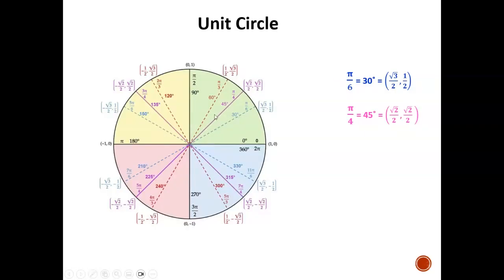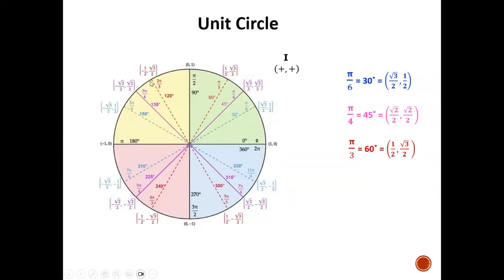The next value we see is pi over 4, which is equivalent to 45 degrees. And the point there is square root of 2 over 2 and square root of 2 over 2. We also have pi over 3, which is equivalent to 60 degrees. And the point right there is 1/2 and square root of 3 over 2. Now you notice that these are the coordinates in the first quadrant. The points were all positive.